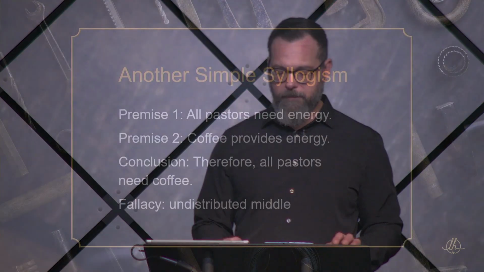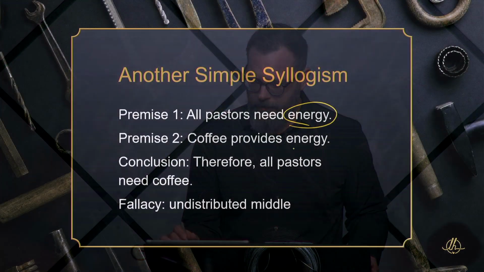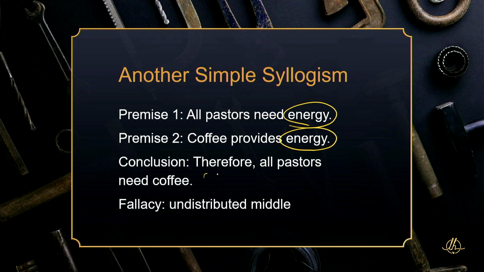So that's a blessing. Anyhow, this is actually a fallacy called the undistributed middle. The middle term is what connects the two premises, but does not appear in the conclusion. So in this case, the middle term is energy. We see energy and energy, but in the conclusion, there is no energy. Energy functions as the middle term here, and the energy is distributed in the first premise because all pastors need energy. That is actually true.